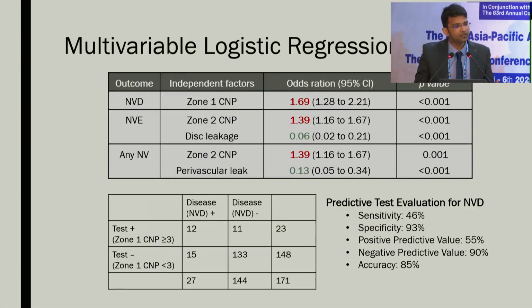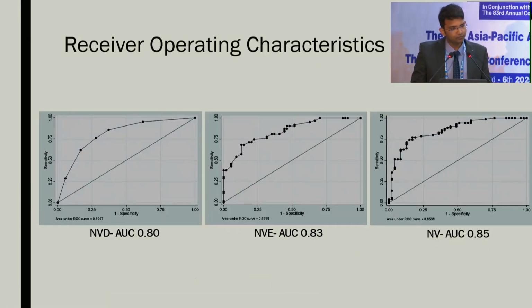On doing the stepwise multivariable logistic regression, we found that the independent factor for neovascularization at the disc was zone 1 capillary non-perfusion clock hours. For NVE, it was zone 2 capillary non-perfusion as well as disc leakage. However, disc leakage was found to reduce the odds of NV. Now, we calculated the area under the curve for these 3 models, and the area under the curve for all 3 models was more than 0.8, that is good. And for any neovascularization, it was 0.8, that is high.